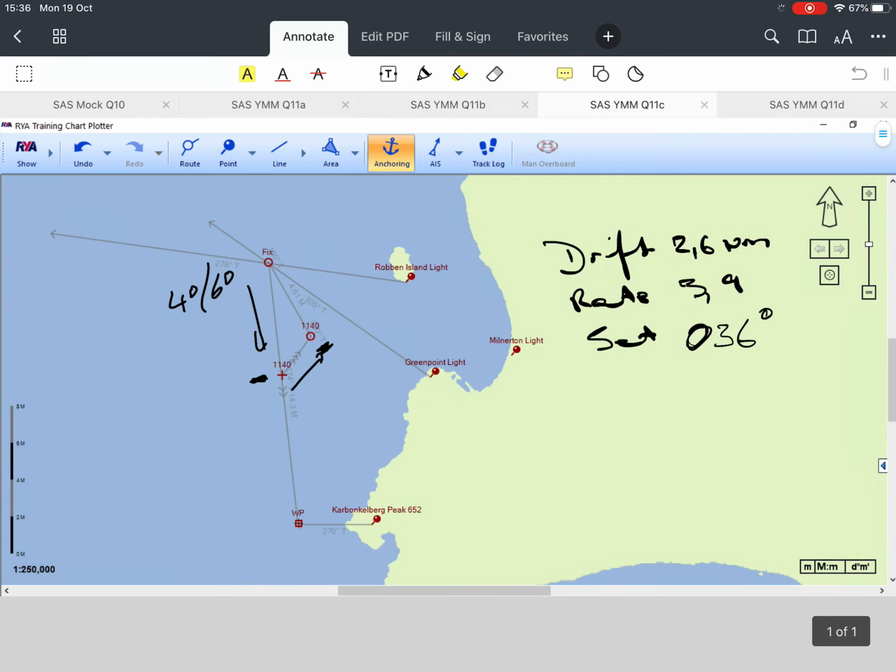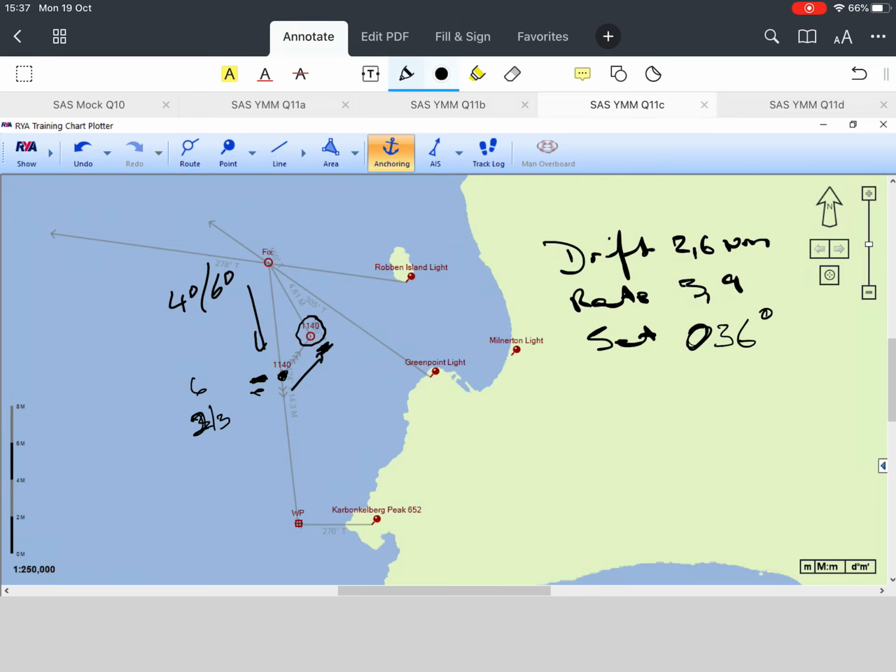Okay, question C. What we did is we plotted a GPS position 40 minutes later. So it wasn't a full hour, and we worked out where we thought we would have been, which was 40 minutes of the 60. So it would have been 6 miles down the line, which would have been 2/3 of our 9 knots.